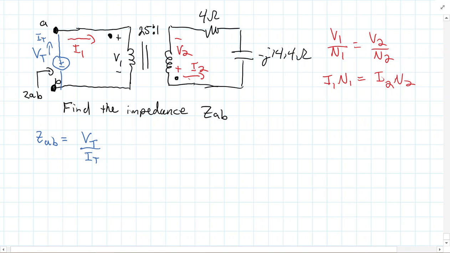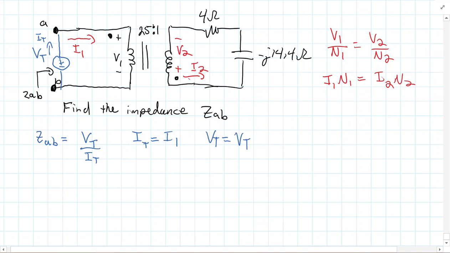Now, of course, here we can see clearly that the current I test is just simply equal to I1. So no problem there. And then we can also clearly see that the V-test in this case is actually also equal to V1 because they're in parallel.